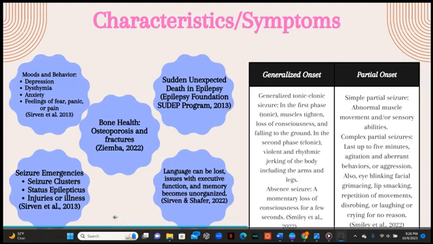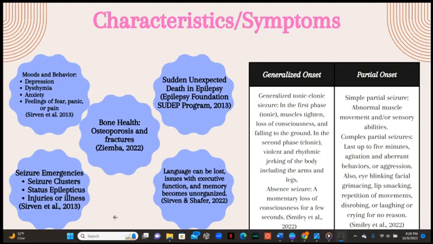Alright, so some characteristics and symptoms of epilepsy. There are two different types of onset. There is generalized and there is partial. So in generalized tonic-clonic seizures, the first phase, the muscles tighten, the person loses consciousness, and they may fall to the ground. In the second phase, there's violent and rhythmic jerking of the body, of the arms and the legs.